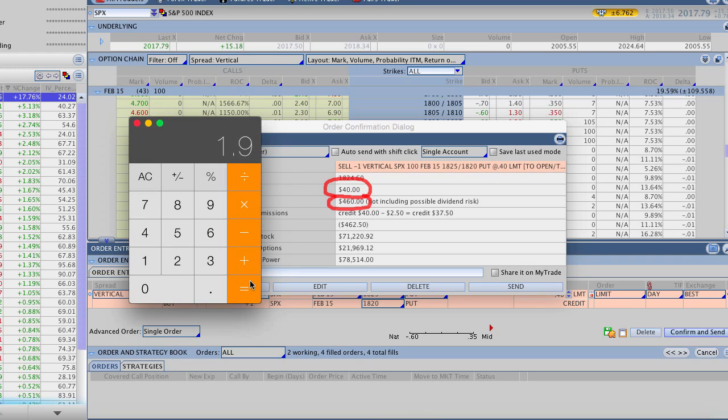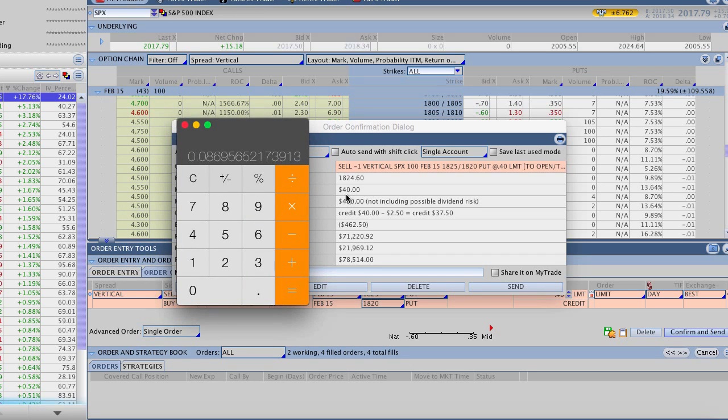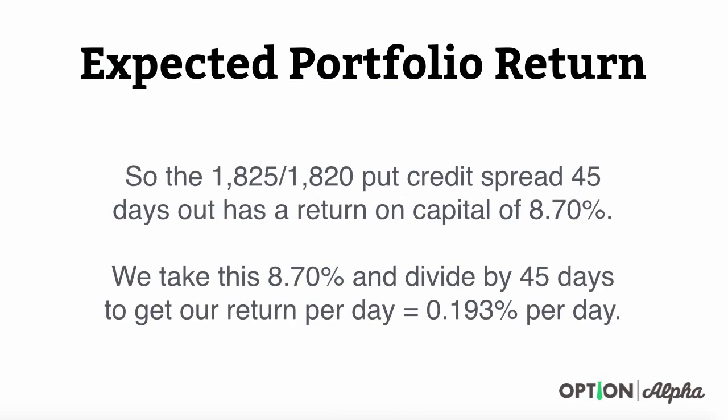If we go to the calculator right here, we take the $40 that we make in credit, divided by the $460 that we have to put up, and that gives us 0.0869. So an 8.7% return on our investment. Again, that $40 credit that we're taking in, divided by how much capital we have to put up. So let's go back to the slides.